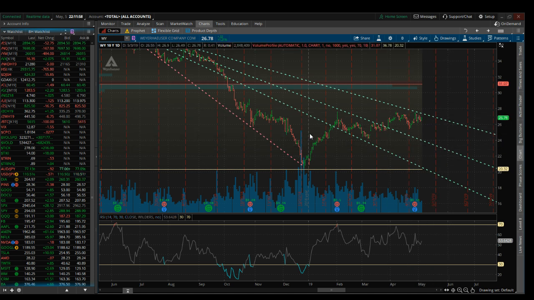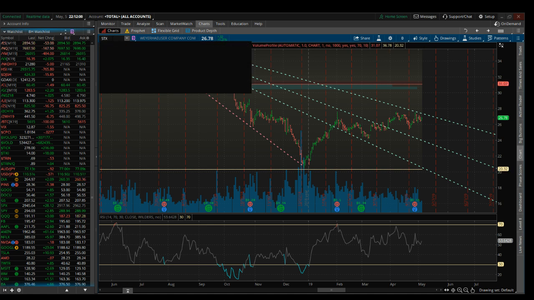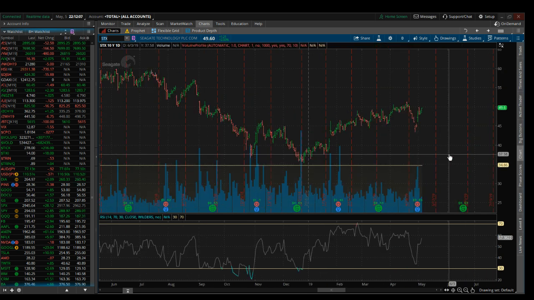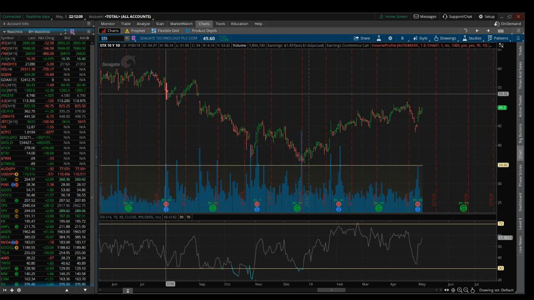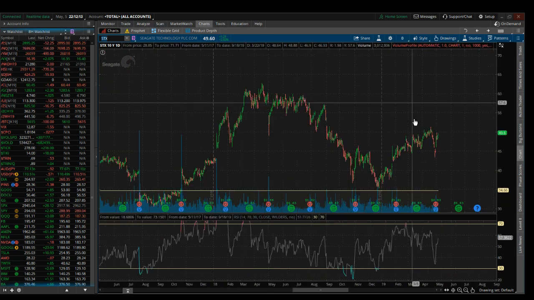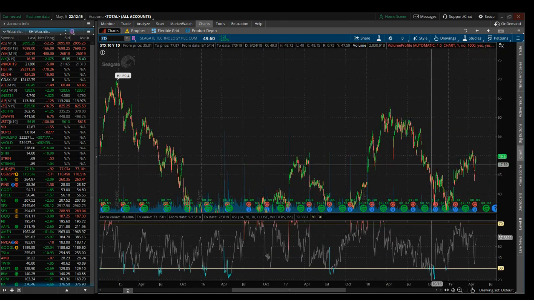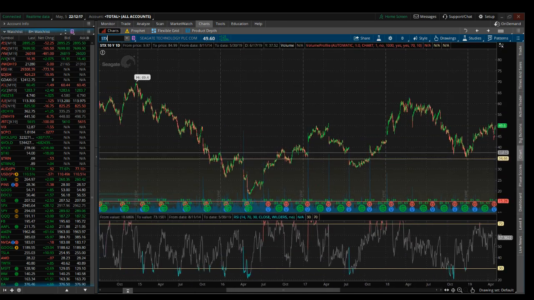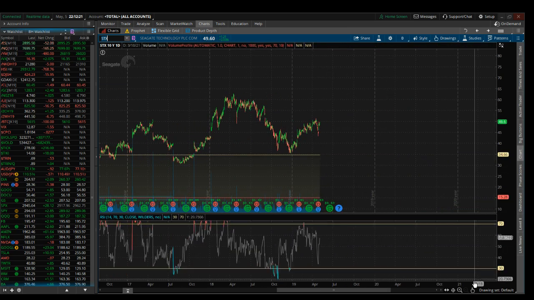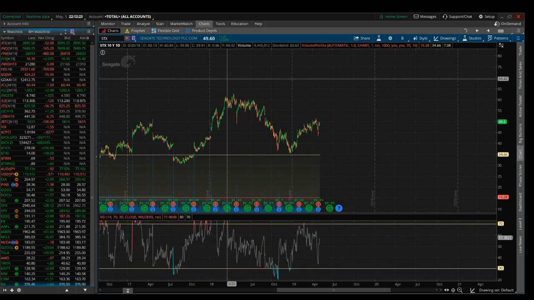Let's go to STX, Seagate Technology. We'll see how these guys are going to do with the China stuff. Let's see if we can find a recent top. I don't see a high on here. There we go. Let's just use this high and fib fan that.